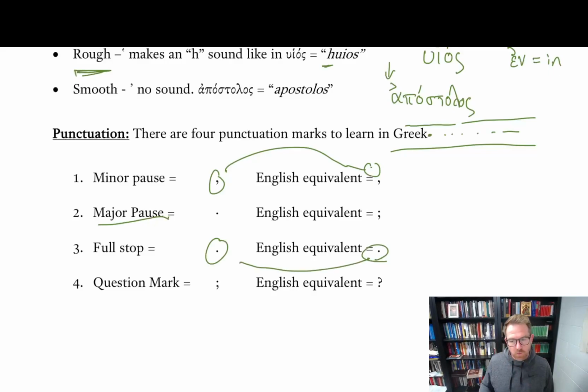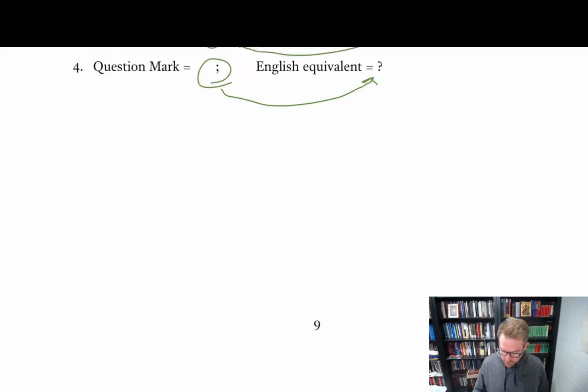The most difficult one that people tend to have trouble with is the question mark. The Greek semicolon is the equivalent of the English question mark. So obviously the question mark is one of the most important punctuation marks because it reframes a sentence as a question rather than a statement. And so it's really important to pay attention to those question marks. It's easy to miss them. The other ones, the comma, the semicolon, and the period are not that difficult to remember. So just make sure you're paying attention to those for punctuation.